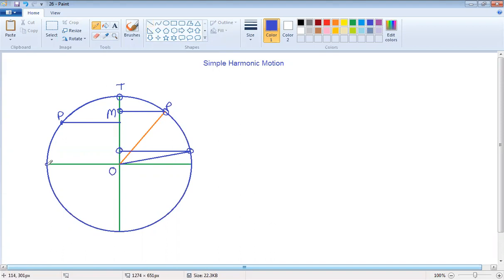When the point P reaches here, the perpendicular from this point on the y-axis will reach the origin. So point M will reach here. As the point P continues rotating, continues moving on the circle further, this is the foot of the perpendicular on the y-axis. Now this point M has come down.